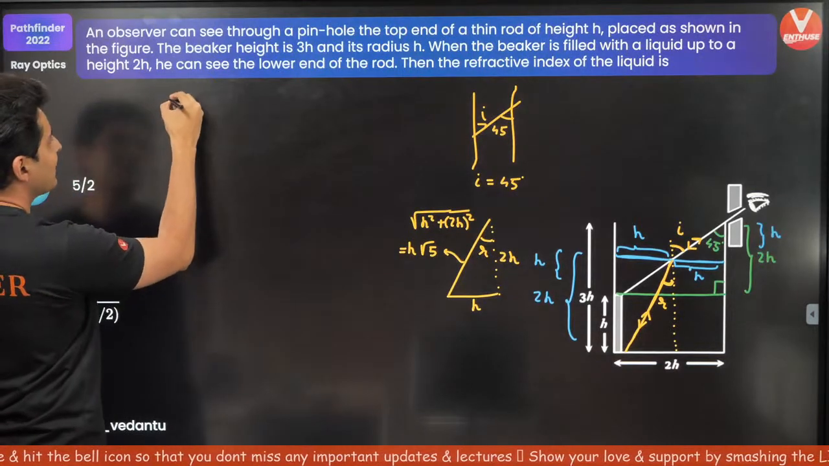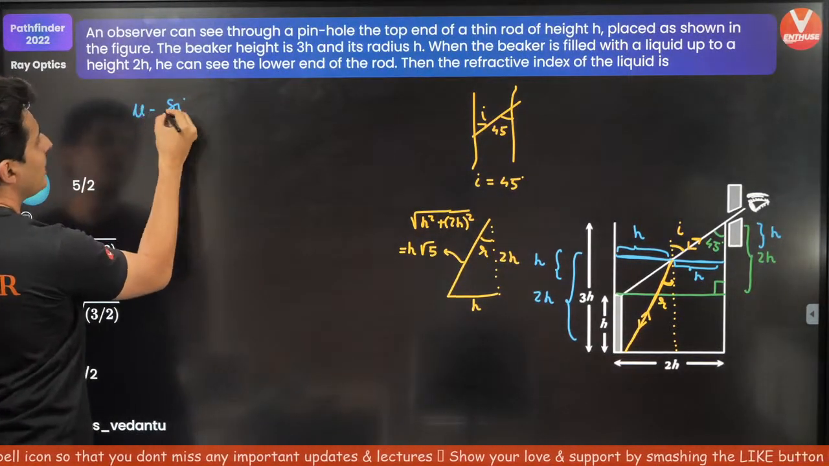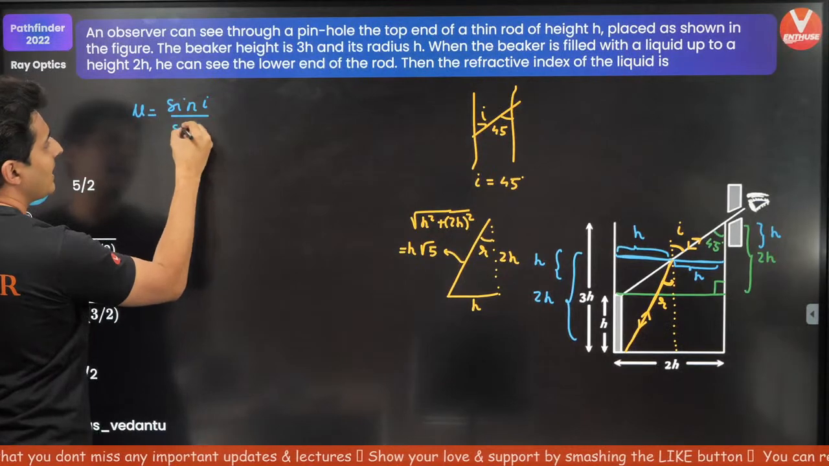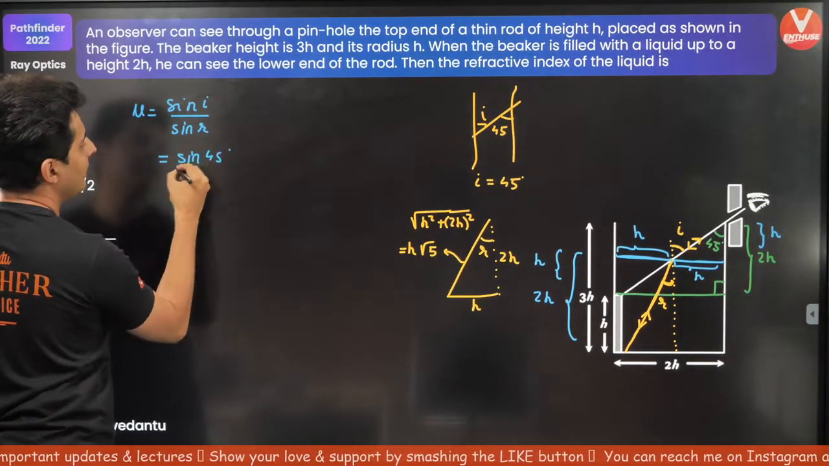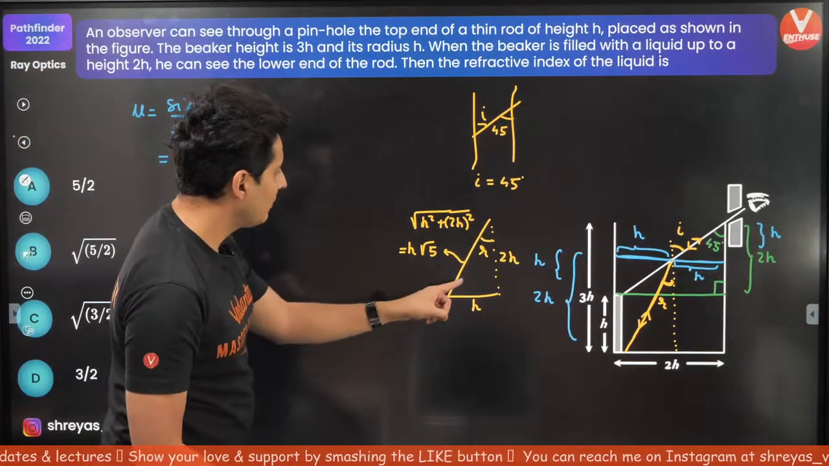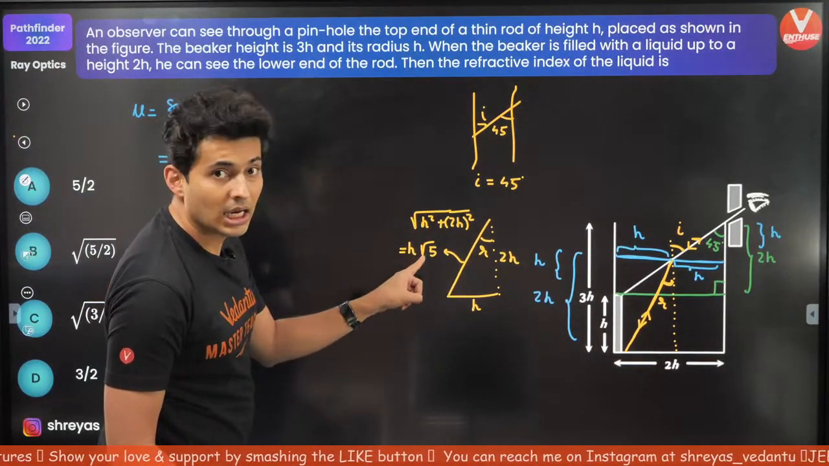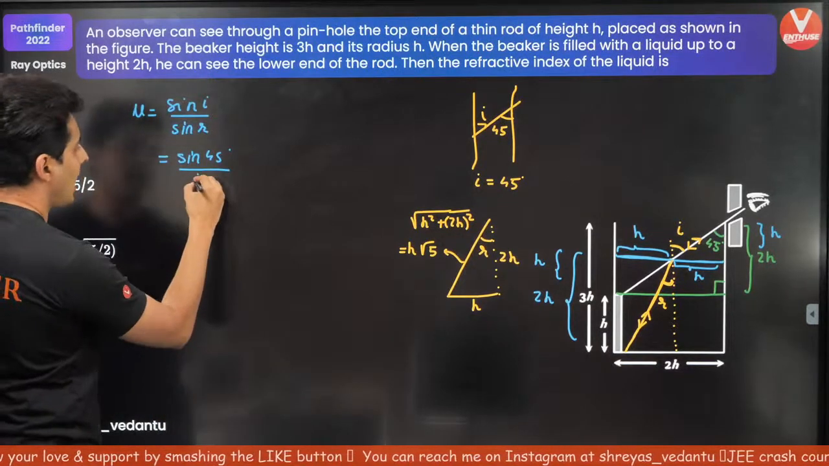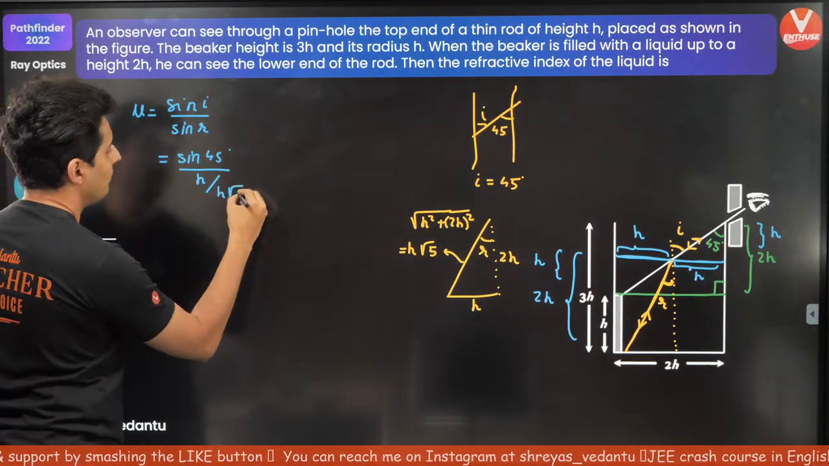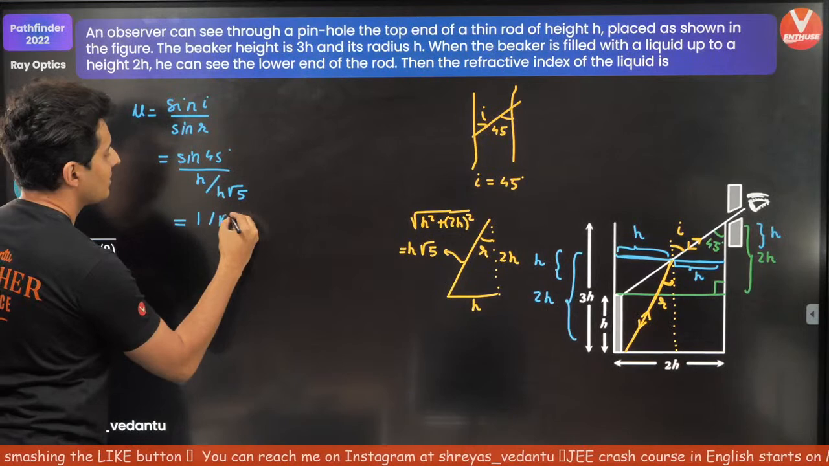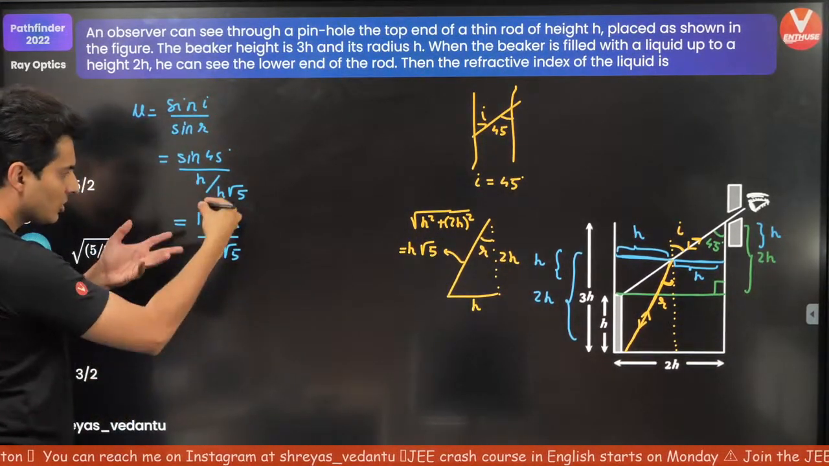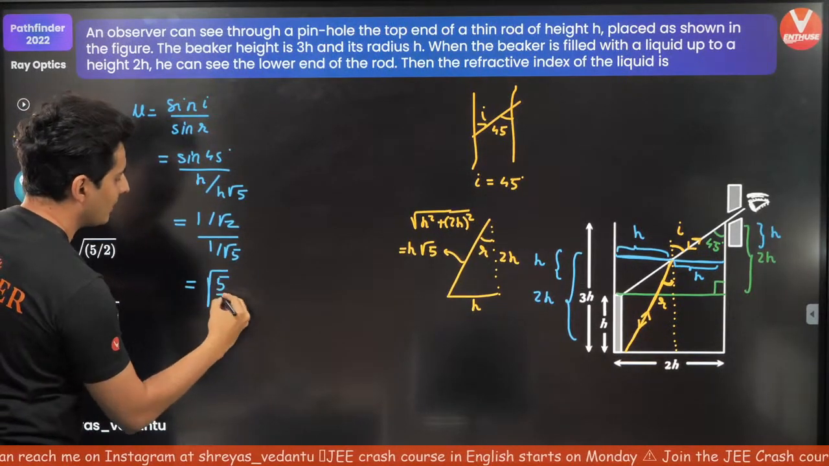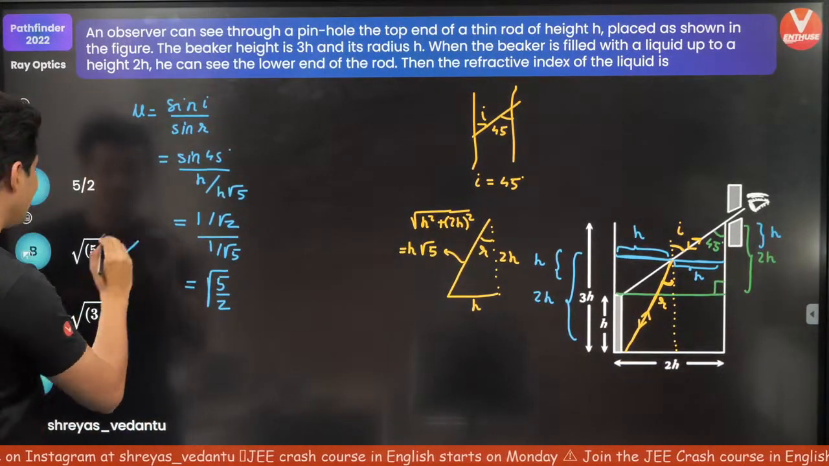So, using Snell's law, mu will be equal to sine of I by sine of R. So this will be sine of 45 degree divided by sine of R. Sine of R is opposite by hypotenuse, so that's h divided by h root 5. Sine 45 is 1 by root 2. h cancels, so 1 by root 5. So solve it. Obviously it will become root of 5 divided by 2, which is option B. Done.